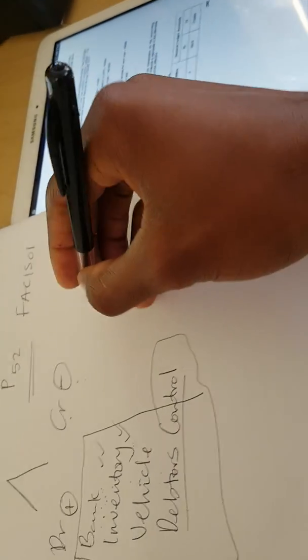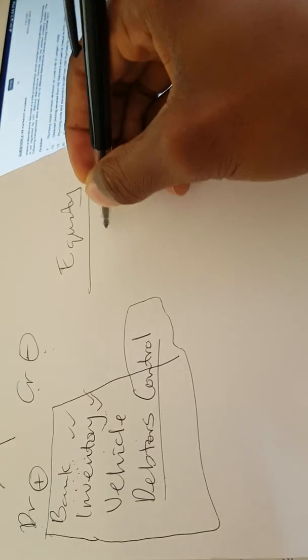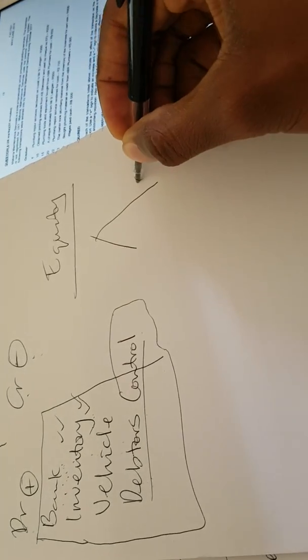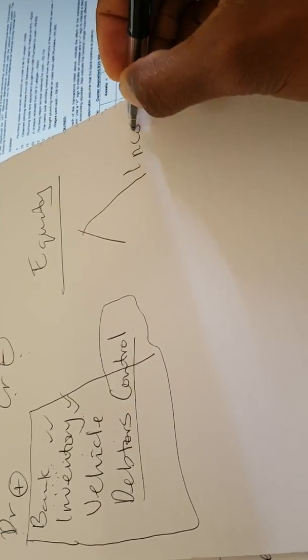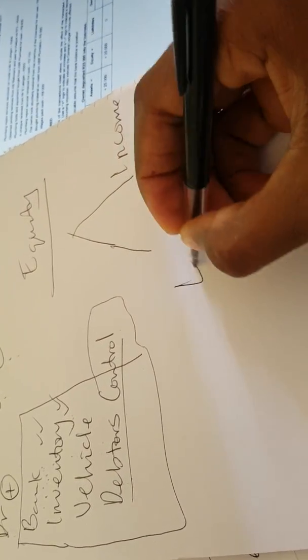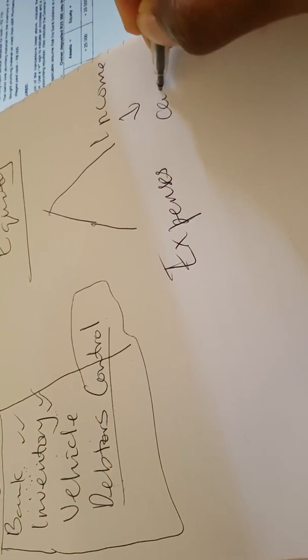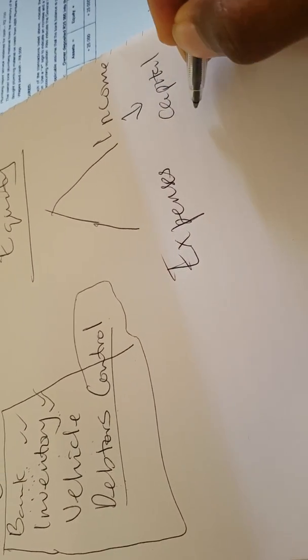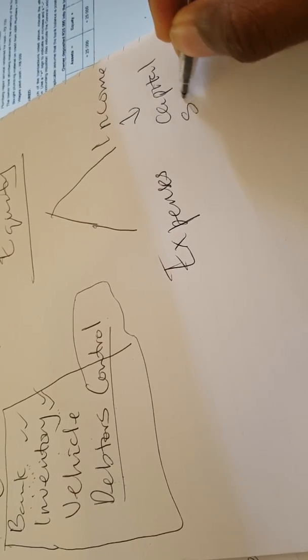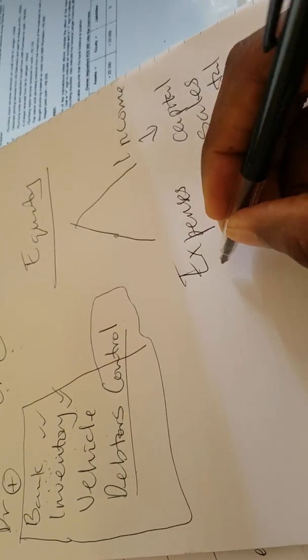Okay, we also have equity. Equity in the accounting equation is subdivided into two. We have incomes and we have expenses. On income, for instance, we have capital, which is the money used to start a business with. We have our sales, we have rental income. If you go to page 52, you will see lots of examples.